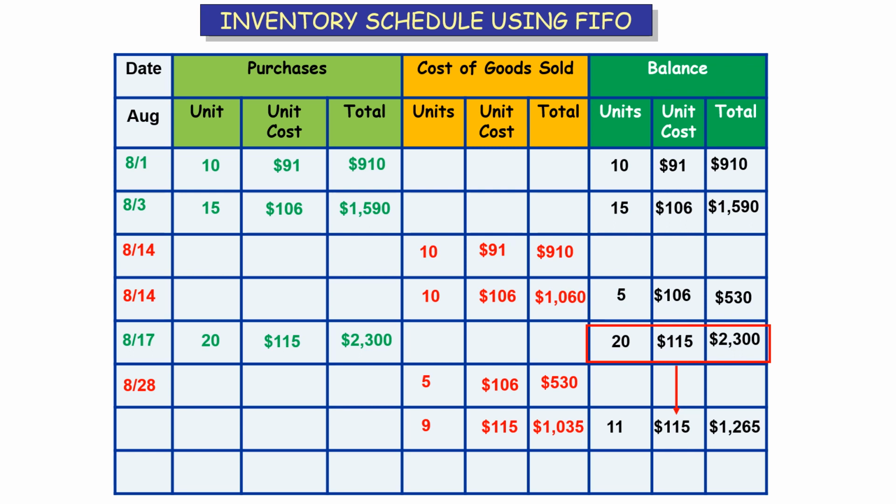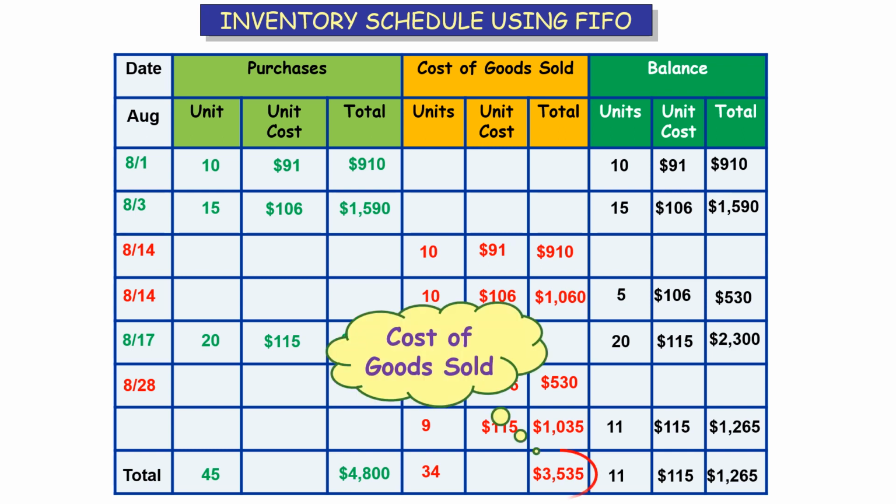Time to total all the columns. So the total for the purchases is 45 units at $4,800 total. And since we sold 34 units, the total cost of those 34 units is 3,535. And what is the balance that is left? The balance left is 11 units at 115, at $1,265.